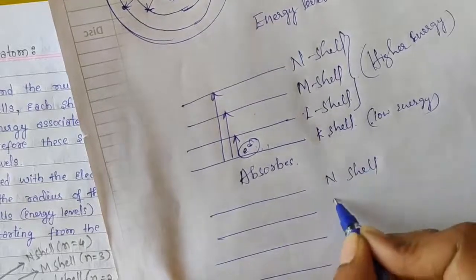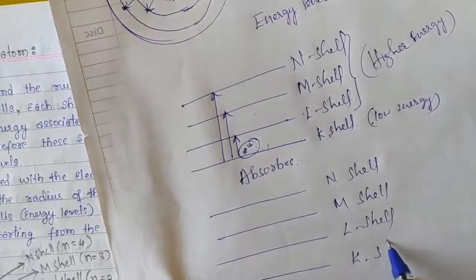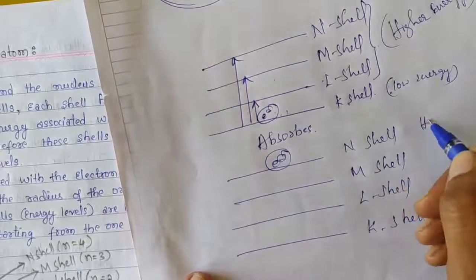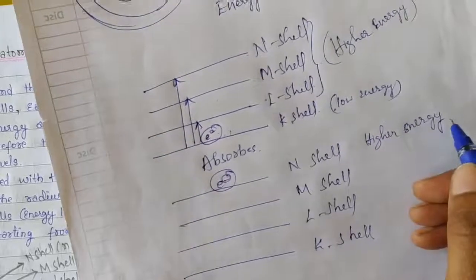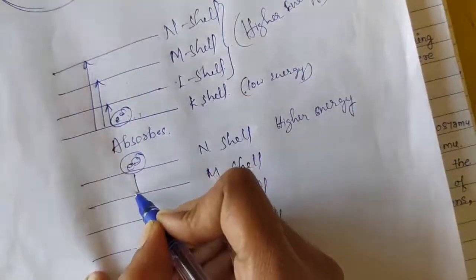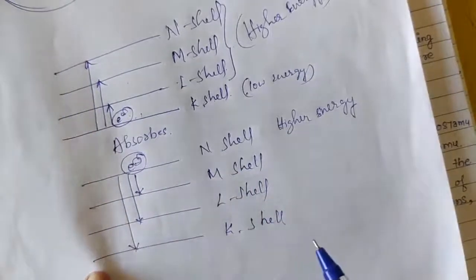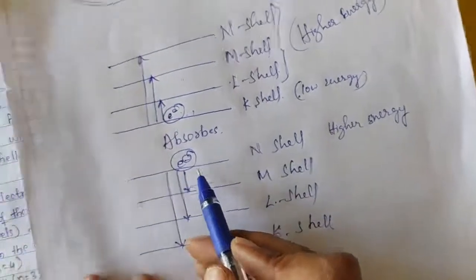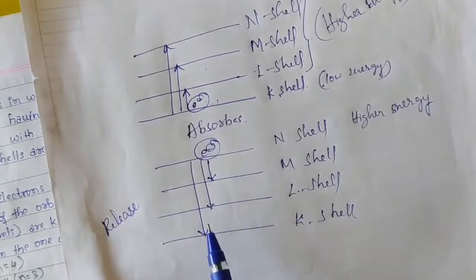N shell, M shell, L shell, K shell. The electron which is present in a higher energy shell can move to the shells which have lower energy, like the M shell, L shell, K shell. Here the electron will release the energy in the form of light.